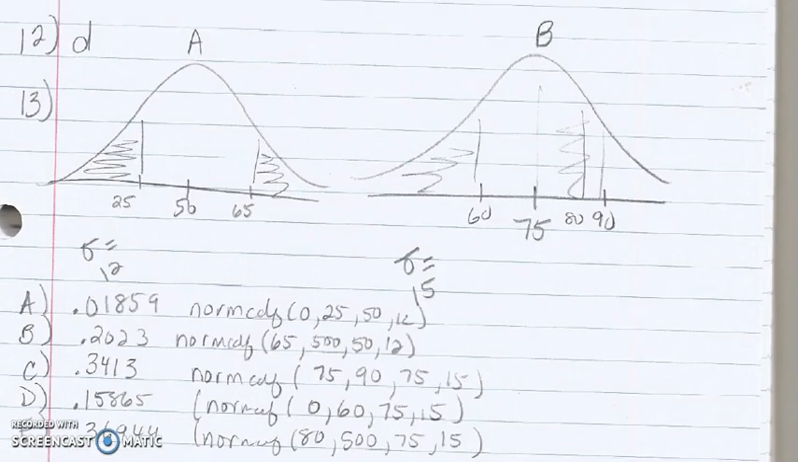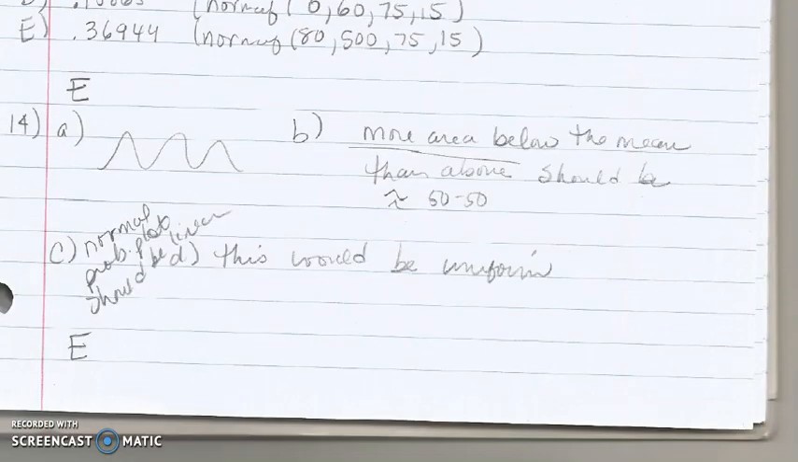I just drew both of my distributions of A and B and labeled the mean and standard deviation of each, and then I just calculated everything they asked me to do. So for the area below 25 in population A, I just went from the lowest I could imagine, which would be 0, to 25, with mean 50 and standard deviation 12. And that was the area that I got. Then I did the same thing for the area above 65. I did that for each one of those, and the one that turned out to have the greatest proportion was E on 13.